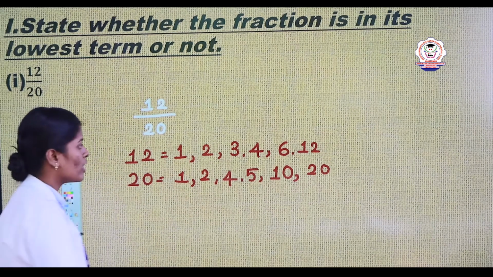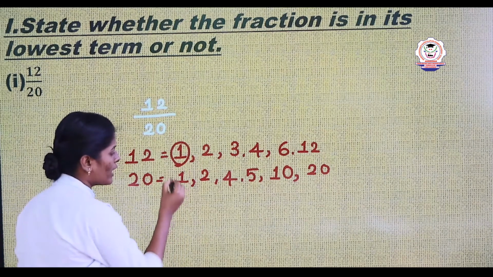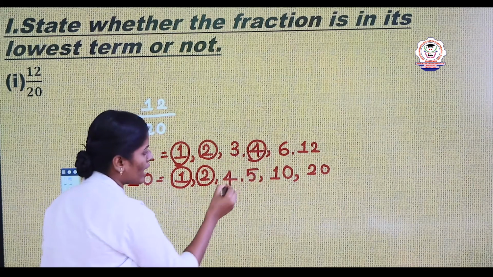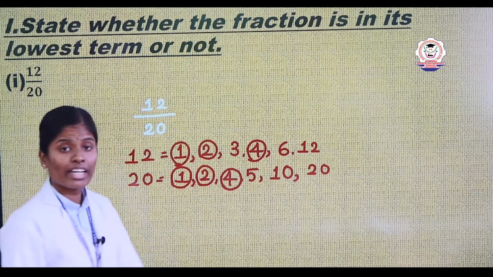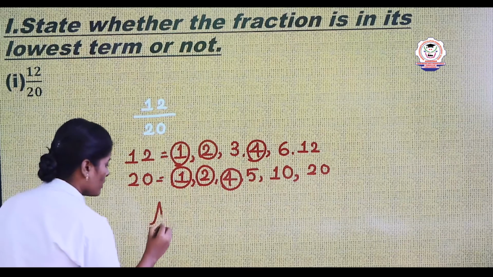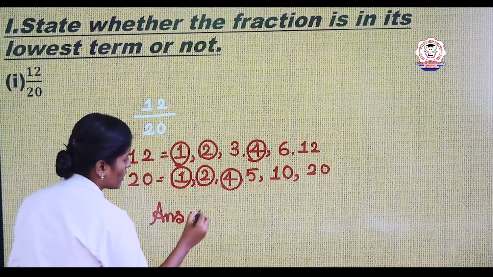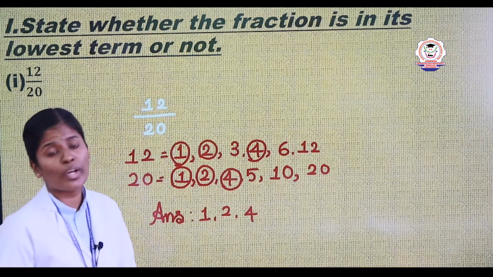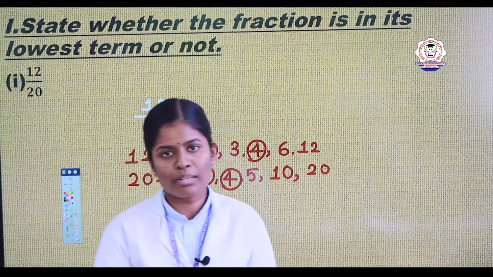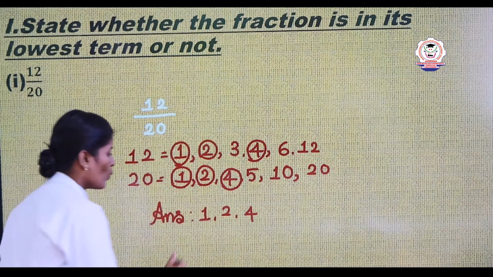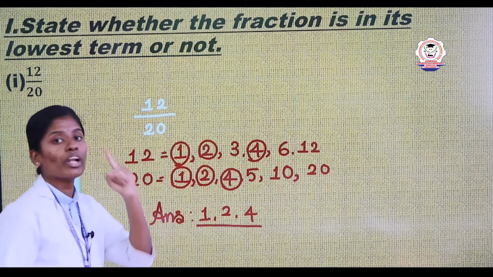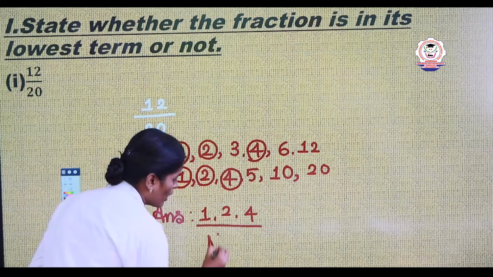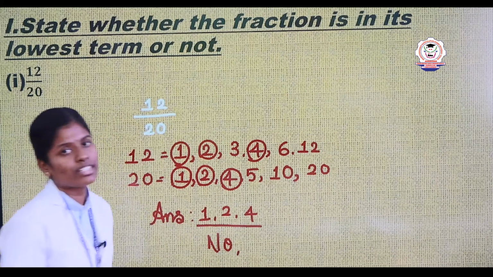Now we are going to find the common factors: 1 and 1, 2 and 2, then 4 and 4. So here we got the answers 1, 2, 4. So listen, my children, whether it's lowest term or not: this is not a lowest term. Why? Because here we got 1, 2, 4. We need only 1 as the common factor. So the right answer is no, it is not a lowest term.